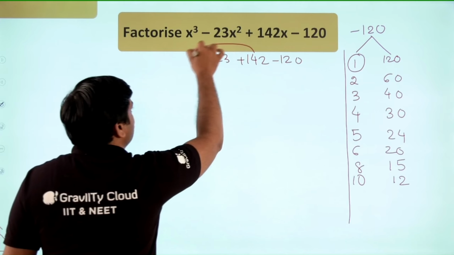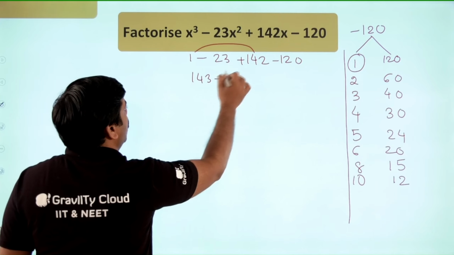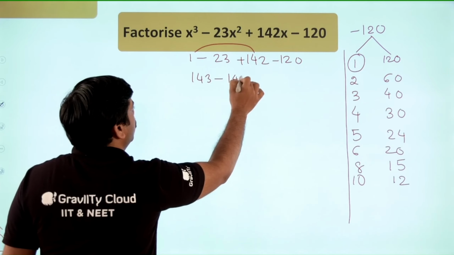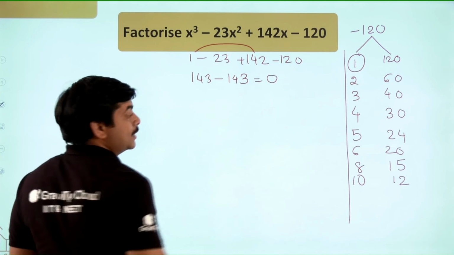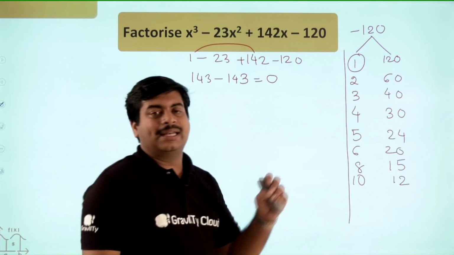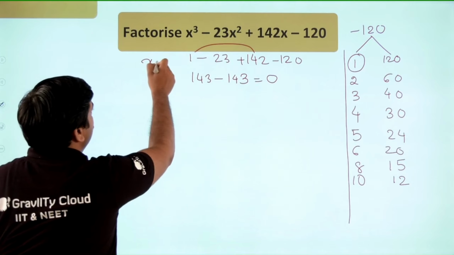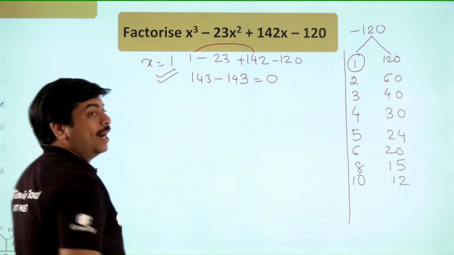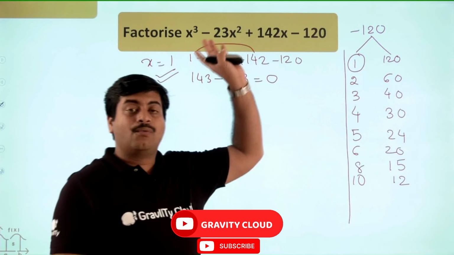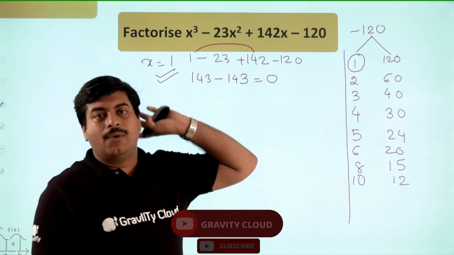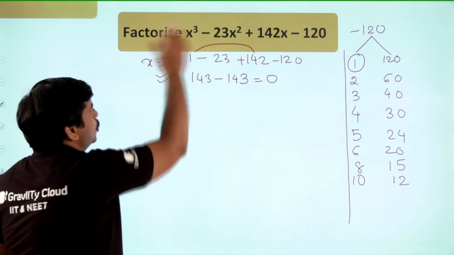So, 142 plus 1 will give you 143, minus 120 into 23... will give you 143. 143 minus 143 will give you 0. Yes, exactly correct. Okay, we can say that when I substituted x equal to 1, I got 0. That means 1 is one of the solutions of this equation. x equal to 1 is one of the solutions.